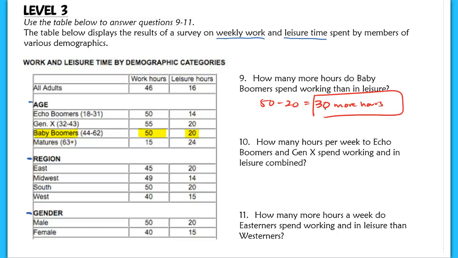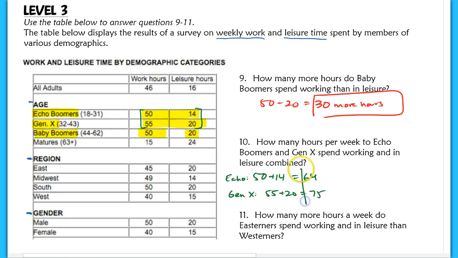Question 10 says, how many hours per week do echo boomers and Gen X spend working and in leisure combined? So here we're going to look at echo boomers and Generation X, and we'll add these two together, because we are asking how many hours per week both groups spend with those numbers combined. So we take 50 plus 14. This is my echo boomers, to get 64 hours. And for Gen X, we have 55 plus 20 to give me 75. And then we'll take this and total both of these together. So 64 and 75 gives me a total of 139 hours spent working or in leisure.